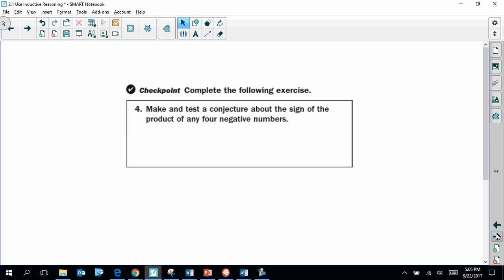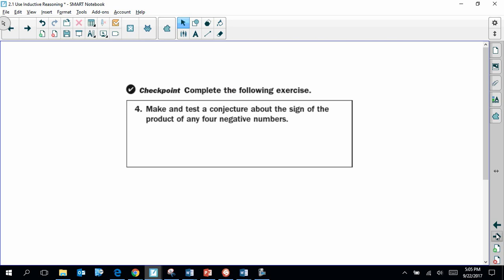Now here, this is a very typical kind of thing that you might be expected to see, where you just have the question, but no framework from which to build on. That's why we practice it in our notes first. So here, I want you to go ahead and answer the question, make and test a conjecture about the sign of the product of any 4 negative numbers, and see what you come up with. When you have your answer, come back and hit play and see how your answers look with mine.